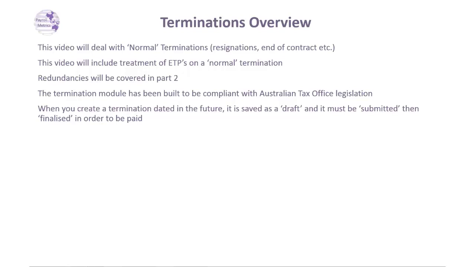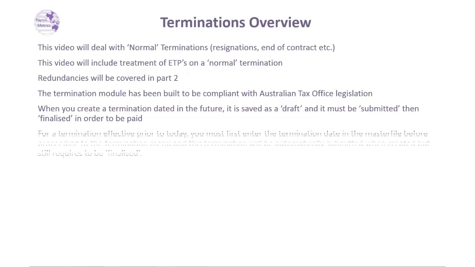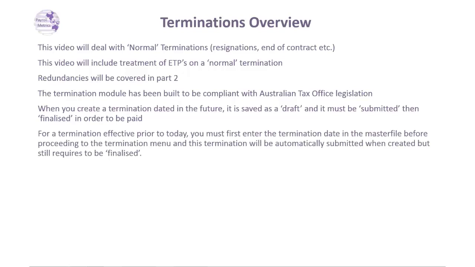It will then be included in the pay period that it relates to, or you could process it as a special pay run. If the termination is for a past date, you first of all need to enter a termination date in the master file, then proceed to the termination menu, which will automatically submit that termination once saved, but it is still required to be finalised.